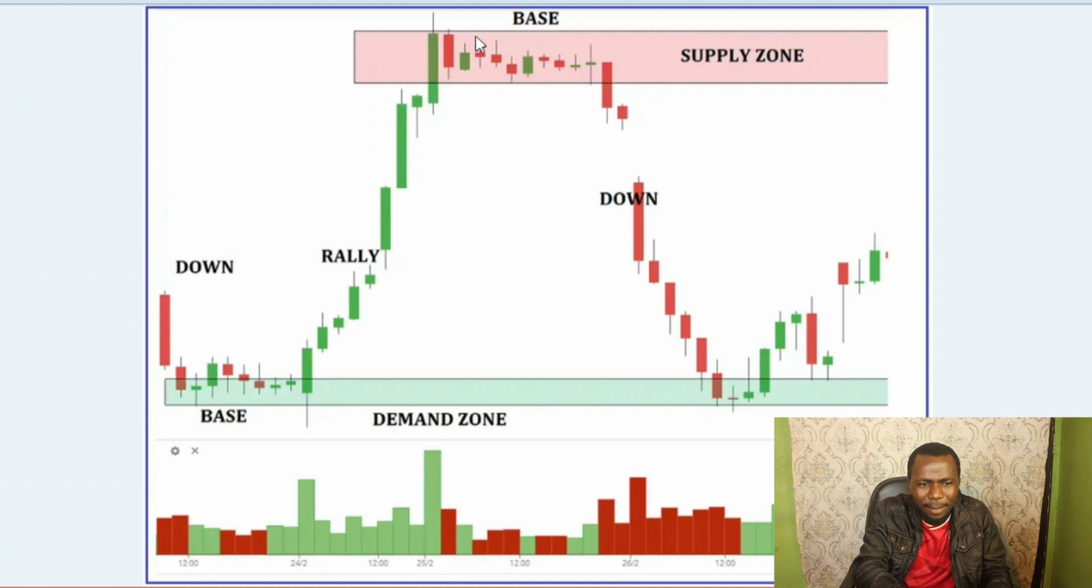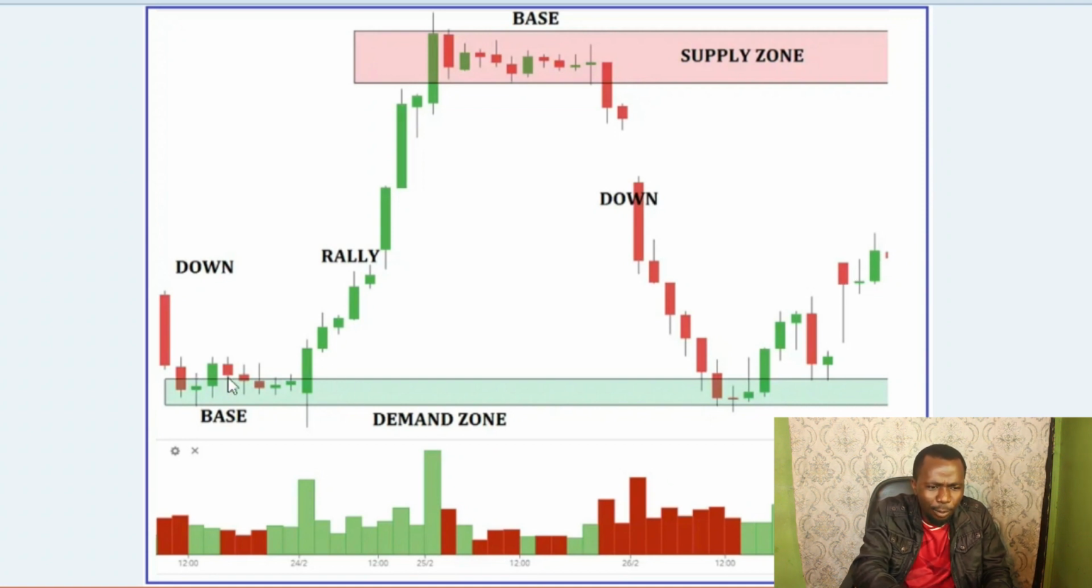Then after making some consolidation, the price tends to come down again to that demand zone to test the demand zone. You can now see that the price came back and tested the demand zone and then moved up again. You can see the movement, right?